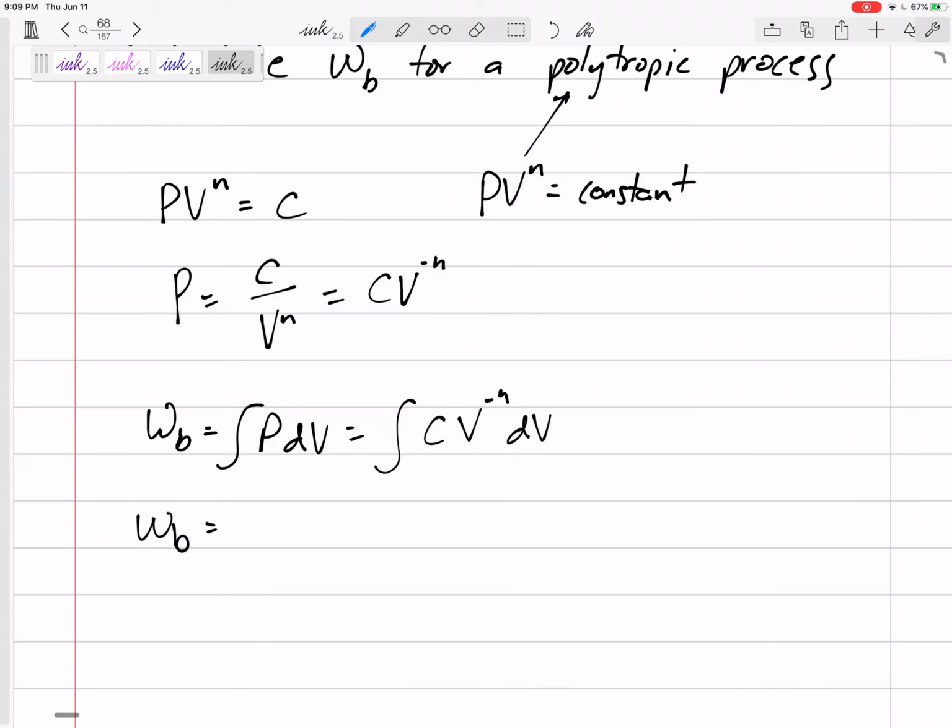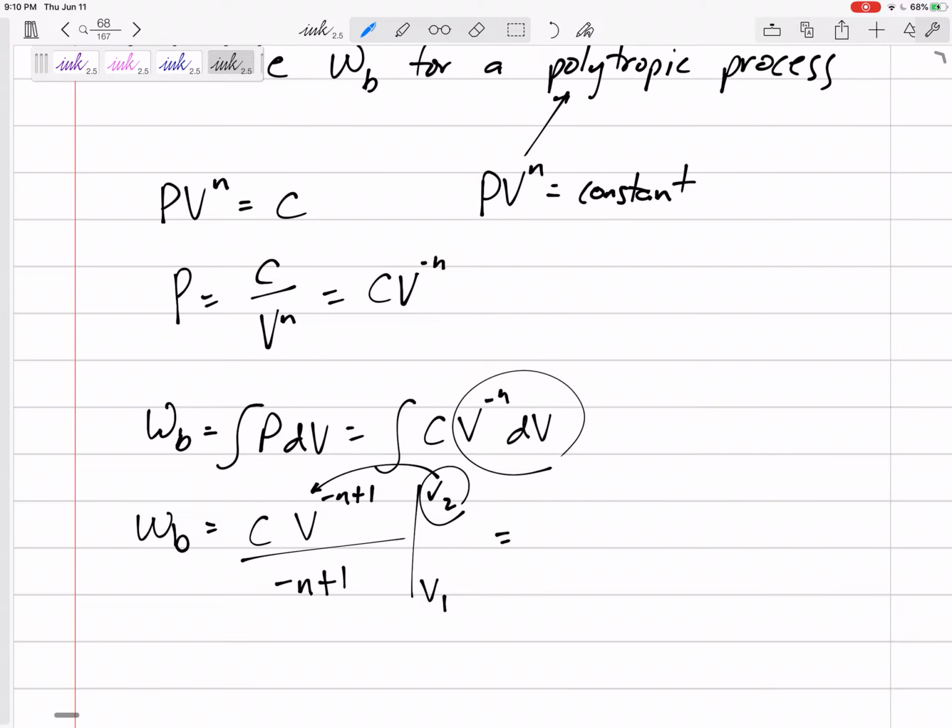All right, so how do we take the integral? How do we take the integral of anything with respect to that thing? Well, let's take the constant out front right here. And I like to add 1 to the exponent. So now instead of V to the negative N, it's V to the negative N plus 1, divided by the new exponent. The new exponent is negative N plus 1. And we integrate it from 1 to 2, right? So I plug in V2 and I plug in V1.